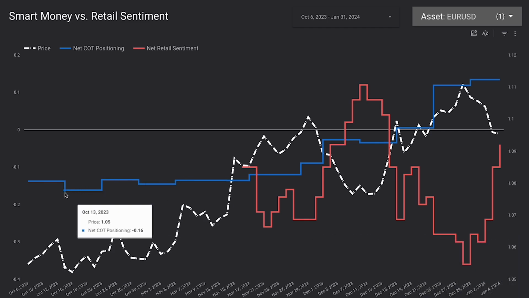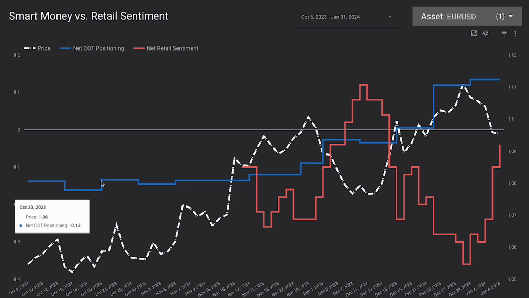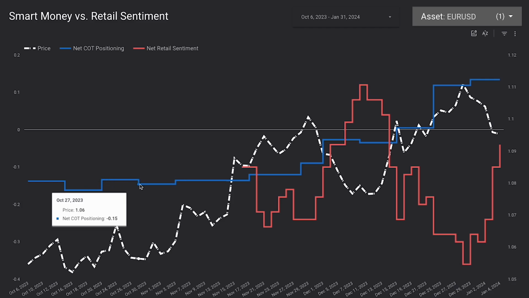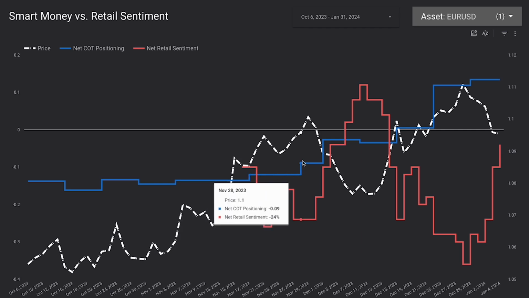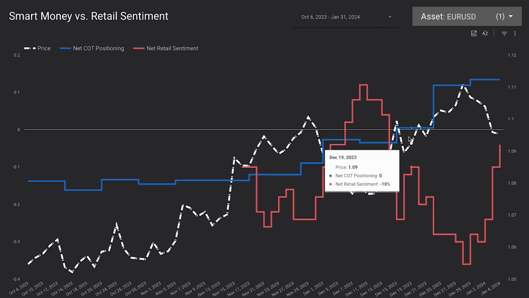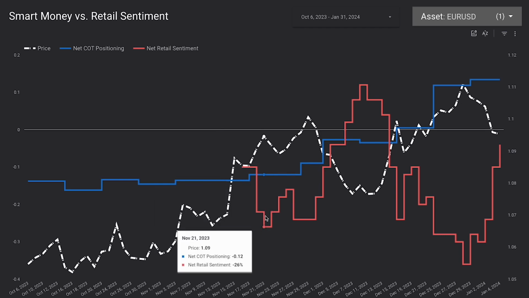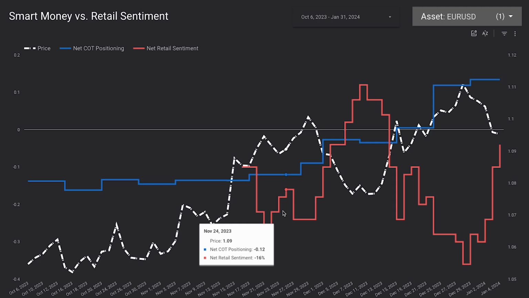So you'll notice, for example, October 13th to October 20th, 7 days, then we get a little jump up because we got new COT data. 7 more days go by, we're on October 27th, slight move down again because COT data was updated. So every time you see one of these jumps right here, you know that it's been 7 days. Now, for retail sentiment, this can get updated every single day depending on what retail traders are buying and selling.